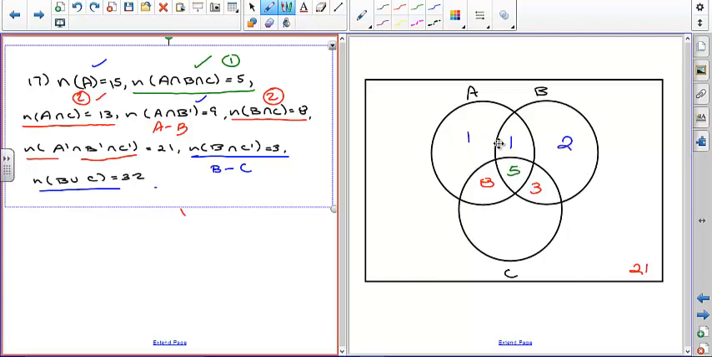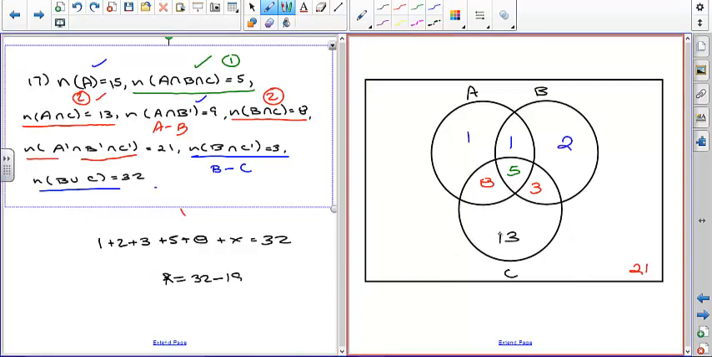Or what I can do is add what I've got already. So that's 1, 2, 5, 3, and 8. So it's 1 plus 2 plus 3 plus 5 plus 8 plus x equals 32. If you add all these together, 8 plus 5 is 13, 13 plus 3 is 16, 18, 19. So x equals 32 minus 19, which is 13. And now we've got everything filled out.